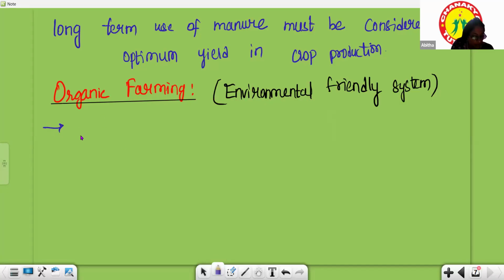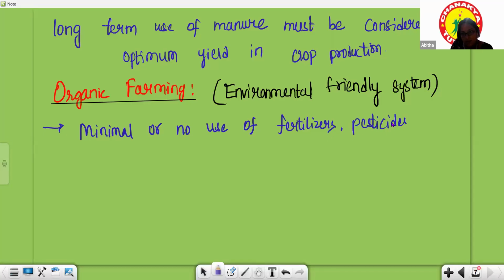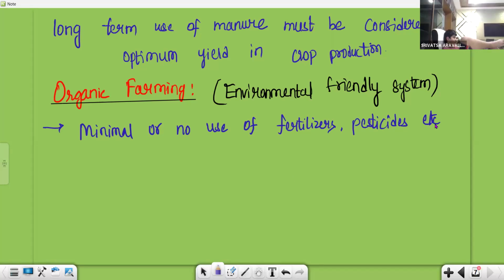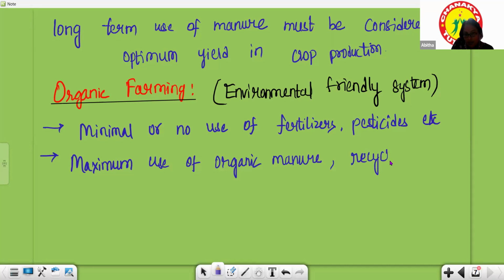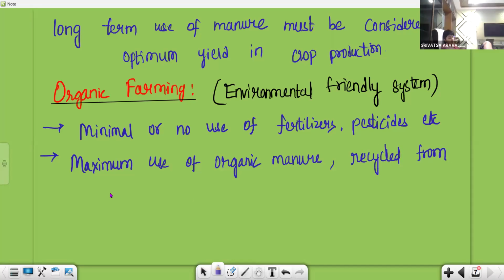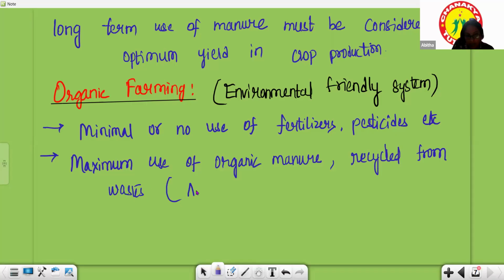In this, what are we using? Minimal or no use of fertilizers or pesticides. Pesticides means in Telugu we say purugula mandu. Next, maximum use of organic manure. I told you, like the animal excreta and waste, everything. Maximum use of organic manure. Recycle from waste, like animal excreta.